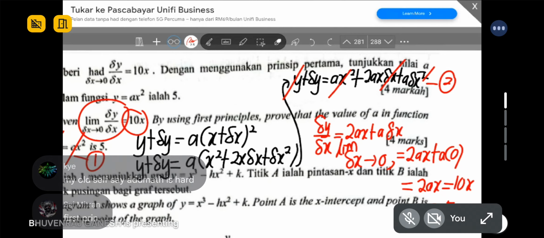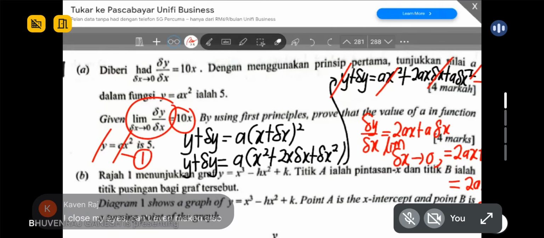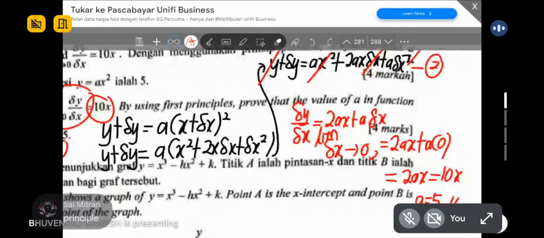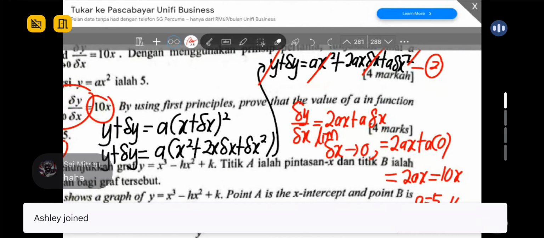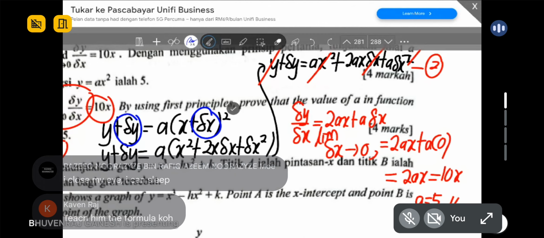I already explained. First spin. What first print? You mean first part? Part A. Oh, first principle. This is the step. Sorry, Mitran. This is the step. You must do like this. First step, you add delta y and delta x. Can you see? You add delta y and delta x.